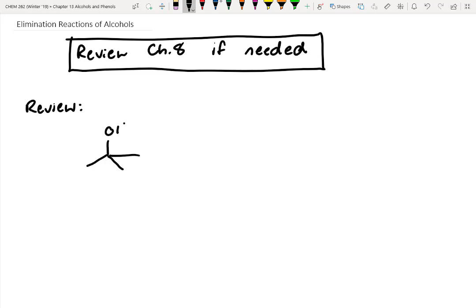Let's say I have this alcohol and I want to convert it to an alkene. What reagent do I need? Do we need base? It's not a good leaving group. We need acid, right? Do we need catalytic acid or what type of acid? Dilute acid, concentrated acid, cold, hot?